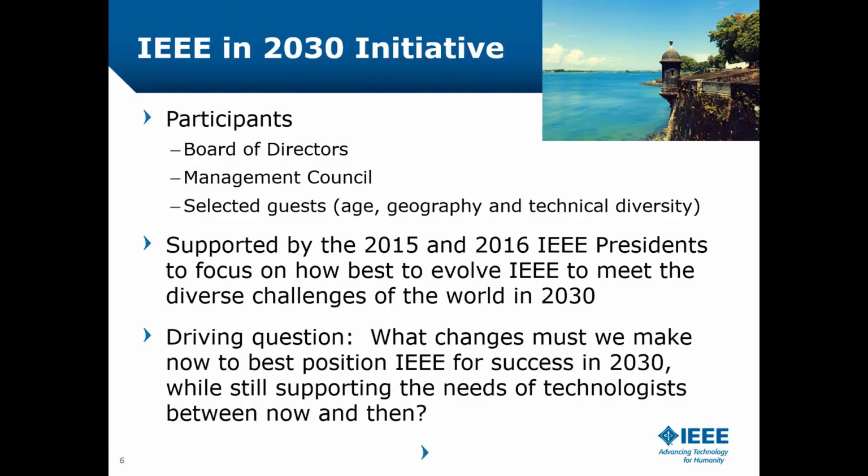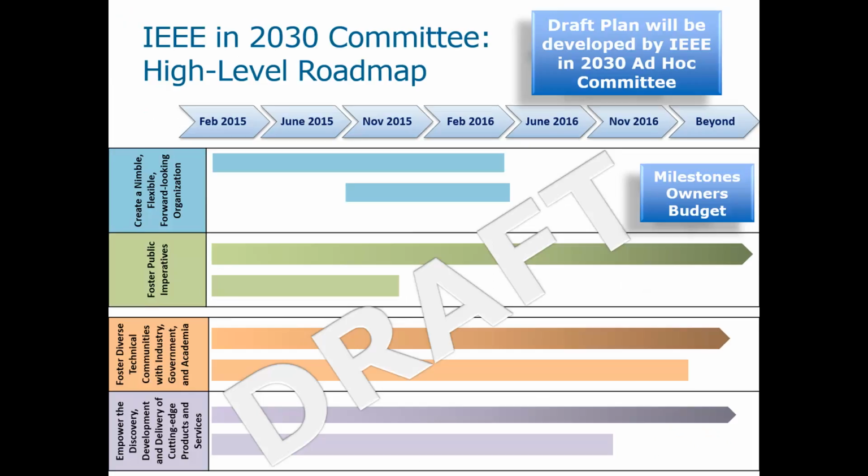All right, so the driving question was what changes we need to make now to best position IEEE for success in 2030. Some groups were very dismayed that they went to Puerto Rico and had to be in meetings 12 hours a day for 3 days. The IEEE 2030 committee did this high-level roadmap with 4 things, and the draft plan needs to be developed by this ad hoc committee with milestones, owners, and budgets.